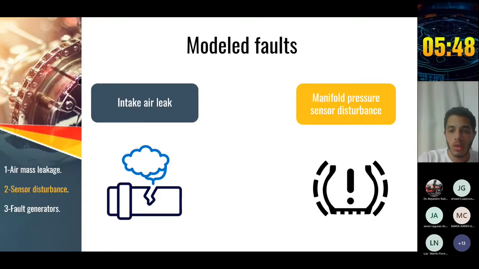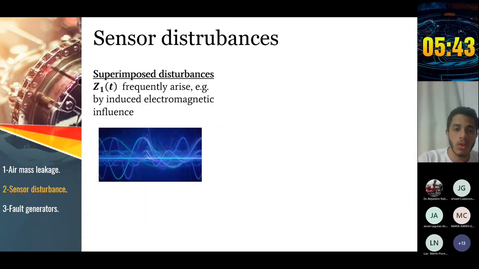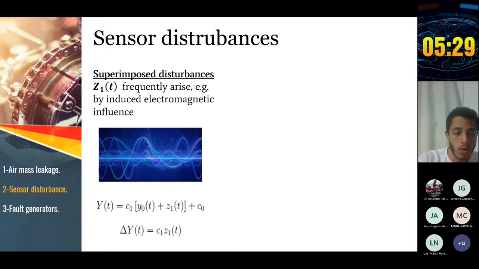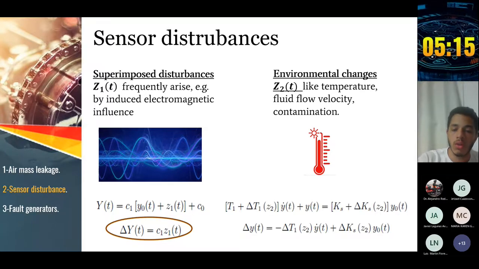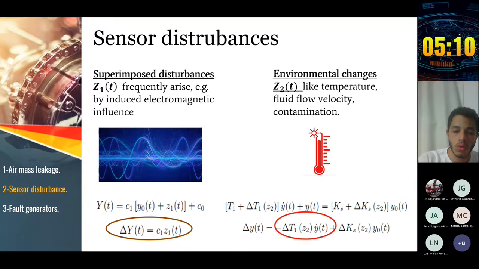Second, we consider the manifold pressure sensor disturbance. The sensor can be exposed to different types of disturbances. One of the most commonly occurring is the electromagnetic influences that superimpose the readings of the sensor, leading to biases in the output of the sensor reading. Or some environmental disturbances such as the temperature, the fluid flow velocity, or contamination could lead to altering the dynamic parameters of the sensor, and causing a deviation in its reading as well.